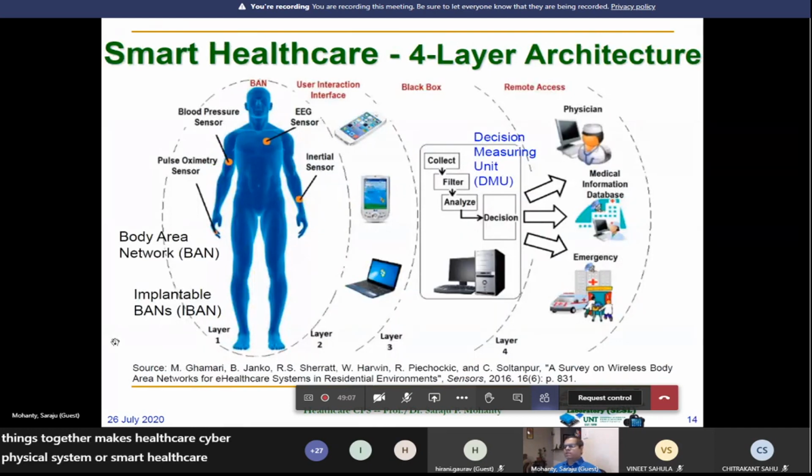In a specific architecture, like a lot of people try to model the smart healthcare or healthcare cyber physical system, this is a 4-layer architecture some researchers have proposed. In one layer, the body area network, which consists of implantables and wearables and so on. Then the user interface layer, then a black box, which is essentially machine learning models modeling different data, healthcare data specifically, and then remote access by physicians and by emergency units and so on. So that's a 4-layer architecture of smart healthcare or healthcare cyber physical system.